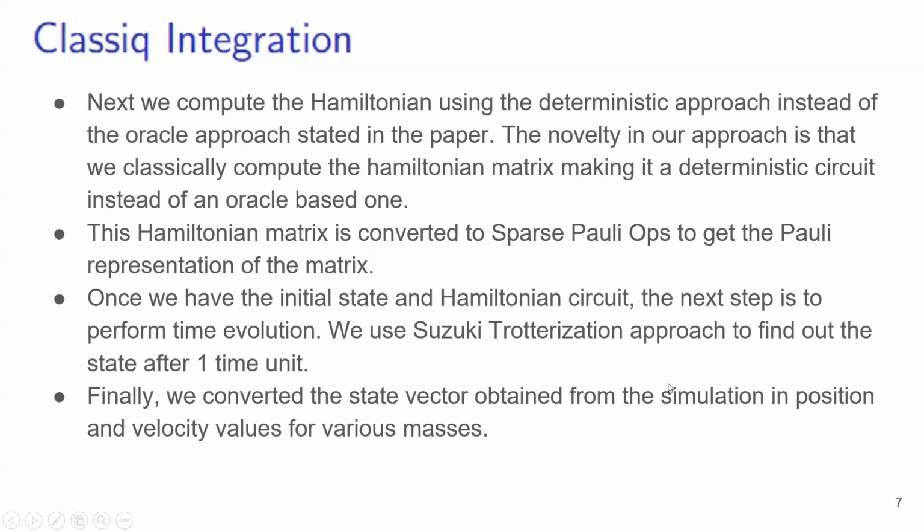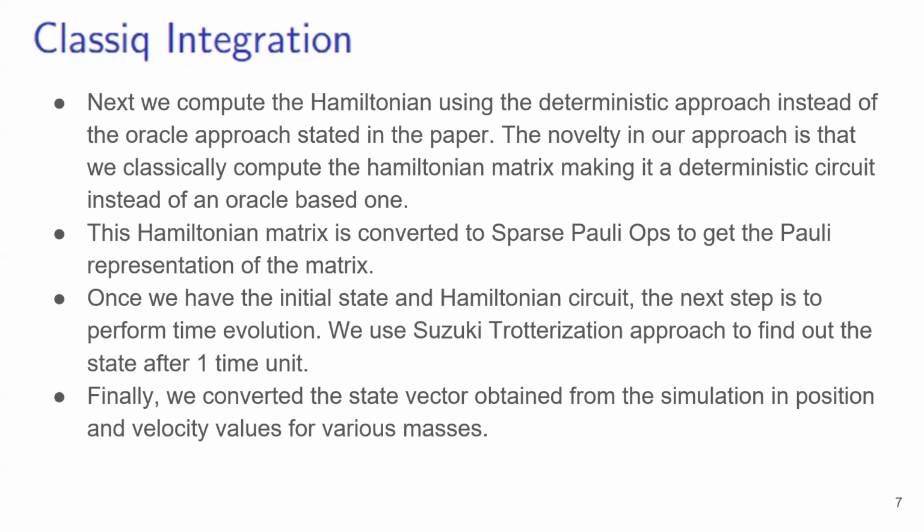The next step is we compute the Hamiltonian. The novelty in our approach is that we use a deterministic way to compute the Hamiltonian instead of the oracle way followed in the paper. In the deterministic way, we formulate using the various equations. And once that is done, we convert the Hamiltonian matrix into a sparse PauliOperator notation, which is the equivalent representation of the Hamiltonian in quantum circuits.